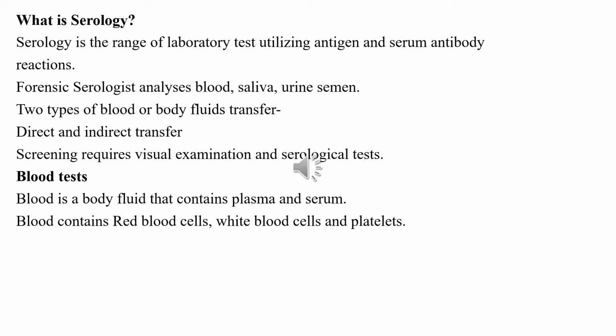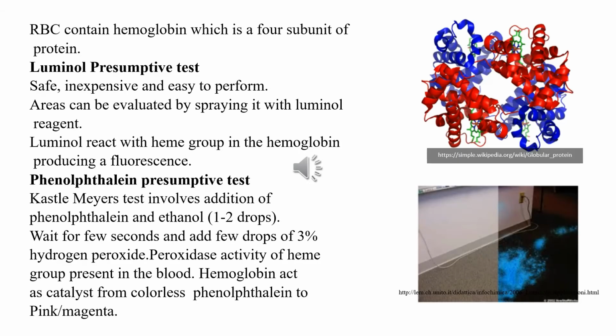Screening of evidence usually includes visual examination, that is the presumptive test, and serological examination, that is the confirmatory test. Blood is a body fluid composed of plasma and serum. Blood contains red blood cells, white blood cells, and platelets. RBCs contain hemoglobin, which is a four-subunit protein. For analyzing blood, there are two different presumptive tests available: the Luminol presumptive test and the Phenolphthalein presumptive detection test.